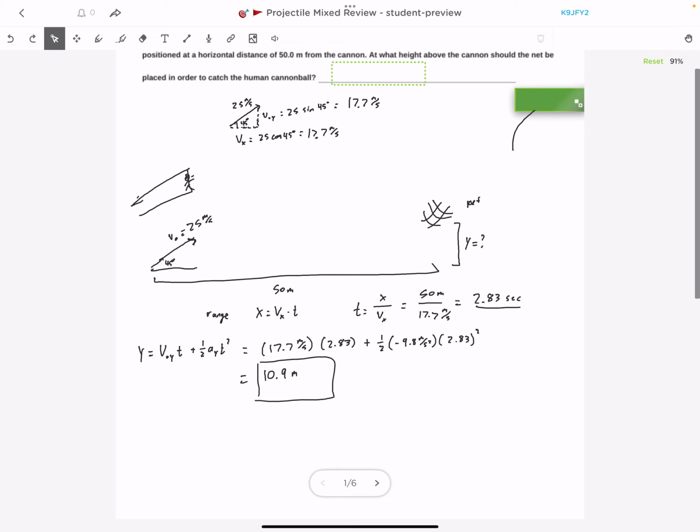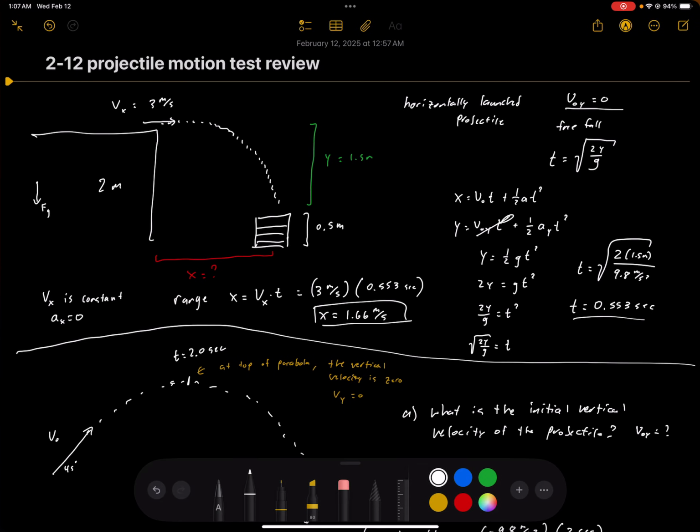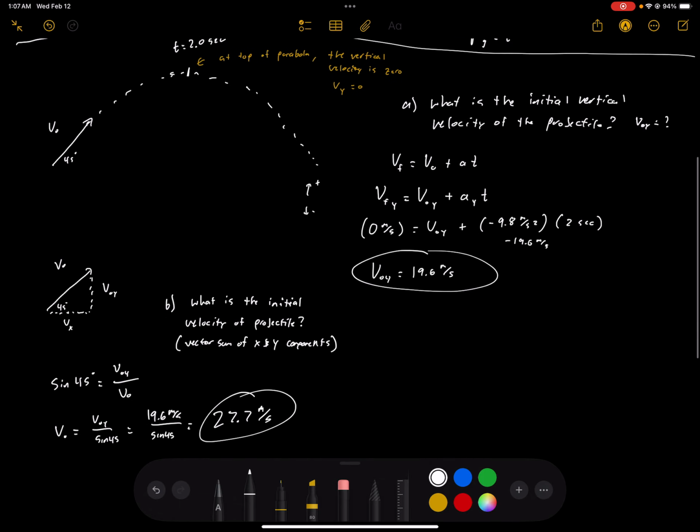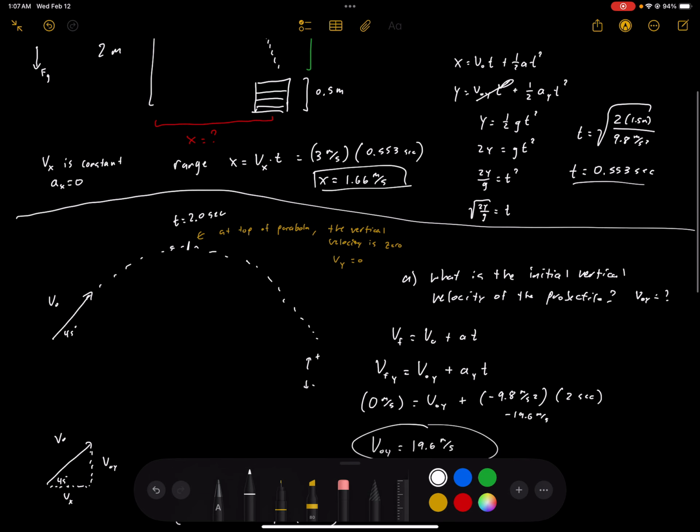So as a recap, we did a horizontally launched projectile, which is pretty straightforward. We did a projectile at level ground. And then we finished off with a projectile where it doesn't land on the ground, so it lands at some different vertical position, but that's not that much more complicated. All you need to do is solve for t. Once you have t, you plug it into the equation of motion, and that's about it.